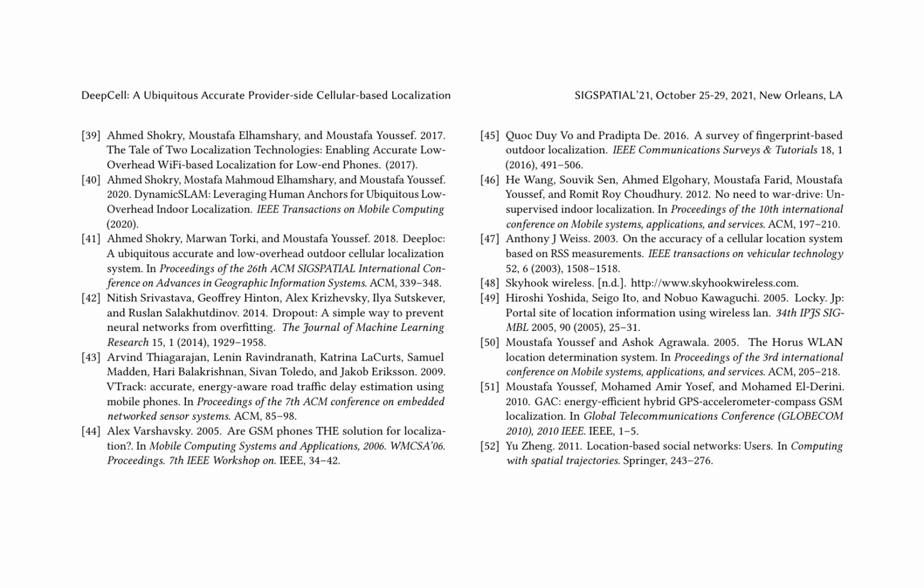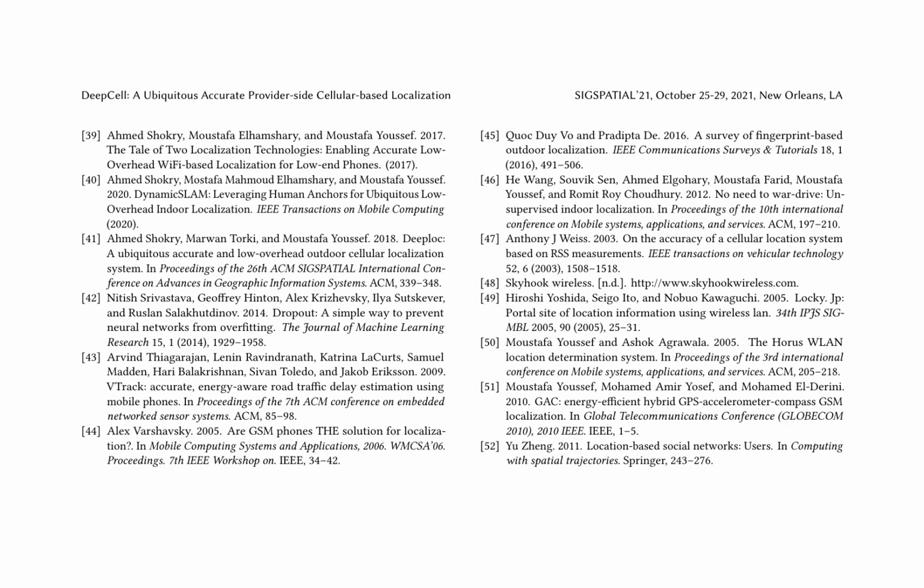Here is the combined summary of pages 11 and 12. DeepCell is a ubiquitous and accurate provider-side cellular-based localization system that leverages machine learning and signal processing techniques to provide accurate location information. The system builds upon previous works in Wi-Fi-based localization, such as dynamic SLAM, which utilizes human anchors for low-overhead indoor localization. DeepCell also draws inspiration from outdoor cellular localization systems like DeepLock, which achieves high accuracy with low overhead.